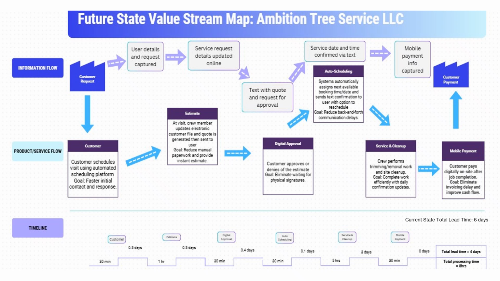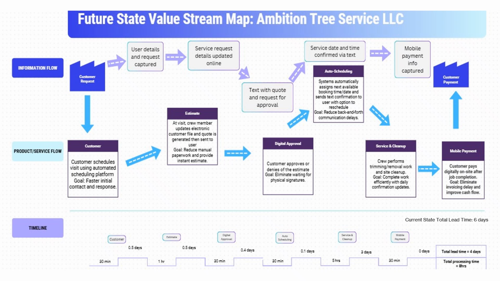Below there is the product or service flow, which starts from the customer request and moves through the estimate, the digital approval, auto scheduling, service and cleanup, and finally mobile payment. Each stage is supported by an automation tool to remove waiting time and improve visibility, not just to the customer, but also to crew members as well.